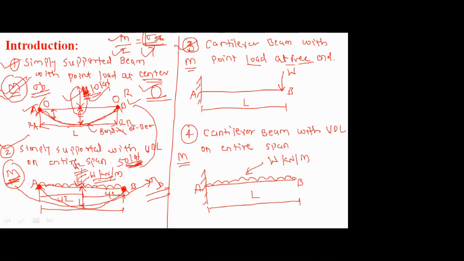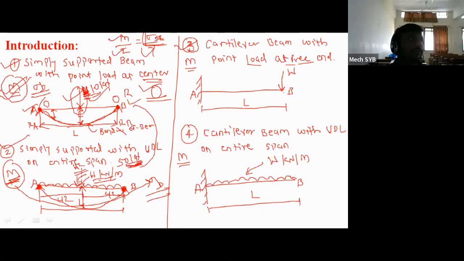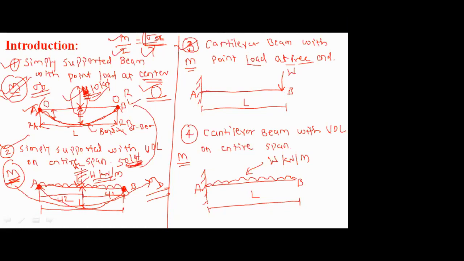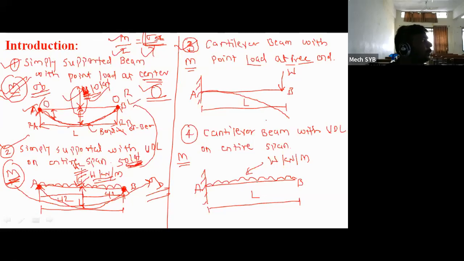But now here, due to this particular point load applied at the free end, how is the bending of the beam taking place? Where will the maximum deflection be? At point A or at point B? Point A or point B? B. Means like this. Right?